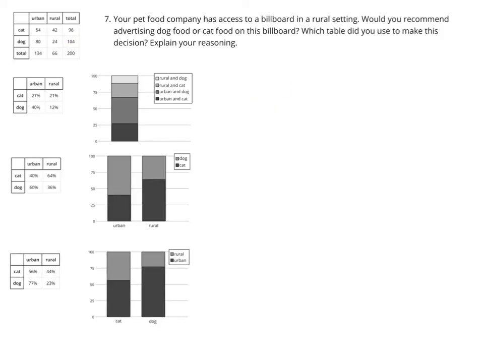All right, with putting a billboard up in a rural setting and trying to decide whether we should advertise for dog food or cat food on this billboard, I'm going to be looking at this urban and rural percentages right here. It looks like the rural community prefers cats. So I would advertise for those cats in that setting. So my answer would be cats, just because their percentage is higher in that region.